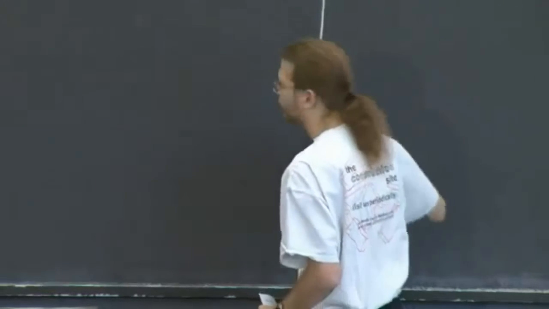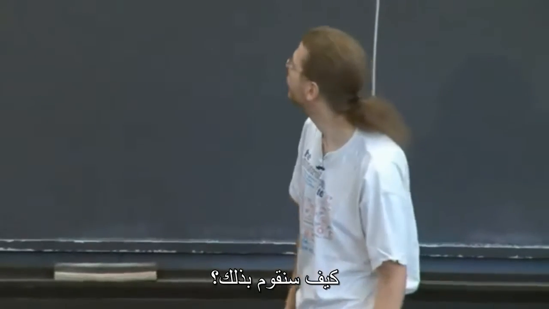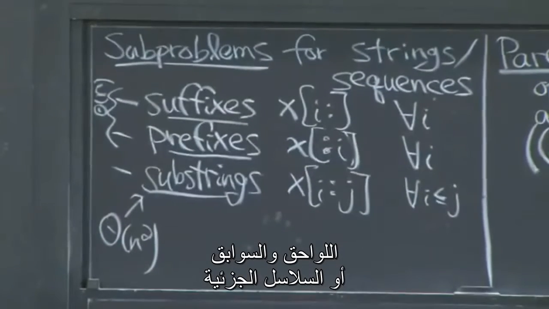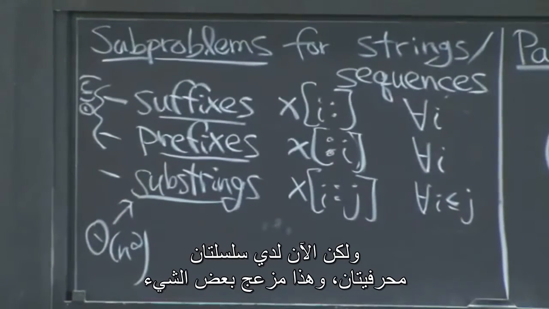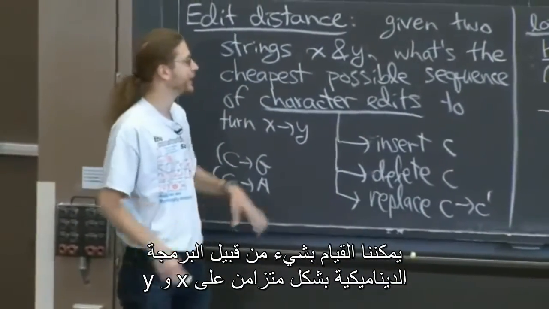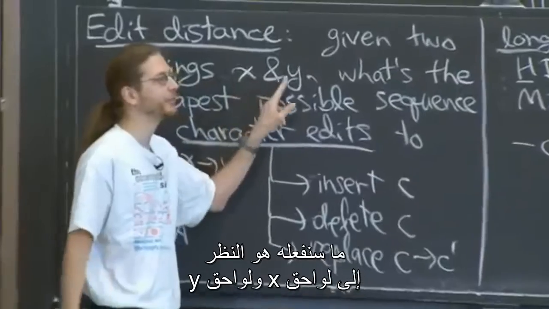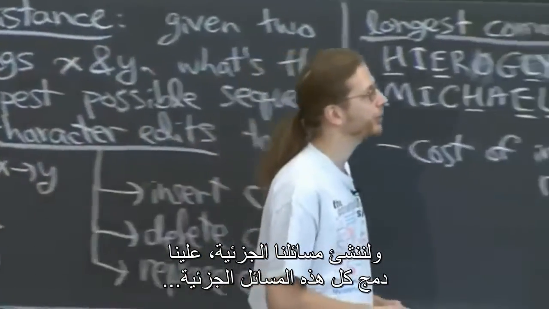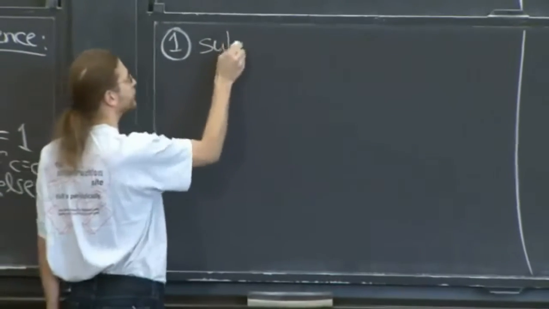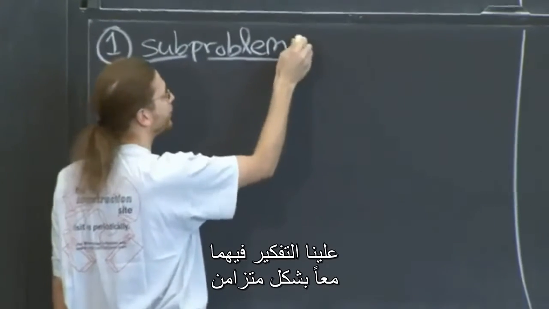All right. So how are we going to do this? Well, I'd like to somehow use subproblems for strings, suffixes, prefixes, or substrings. But now I have two strings. That's kind of annoying. But don't worry. We can do sort of dynamic programming simultaneously over x and y. What we're going to do is look at suffixes of x and suffixes of y. And to make our subproblems, we need to combine all of those subproblems by multiplication. We need to think about both of them simultaneously.